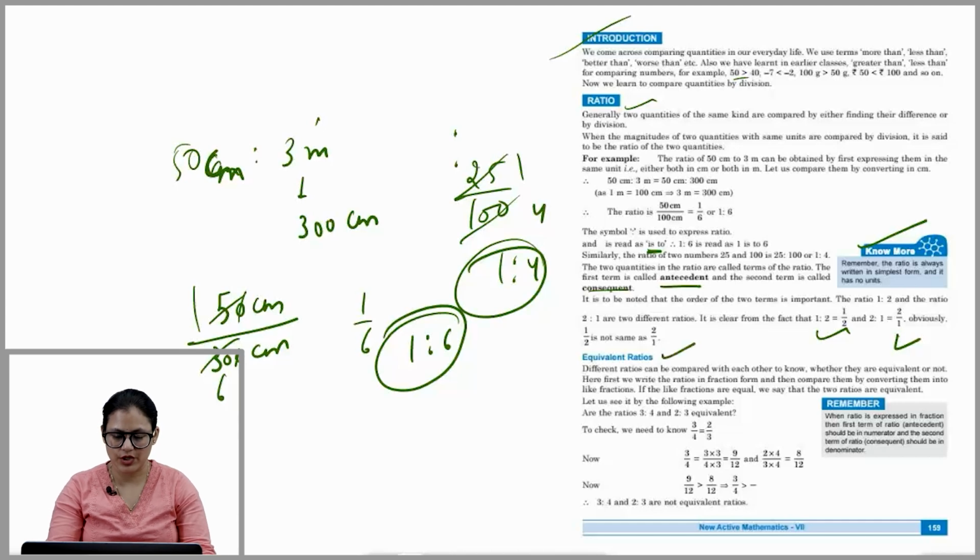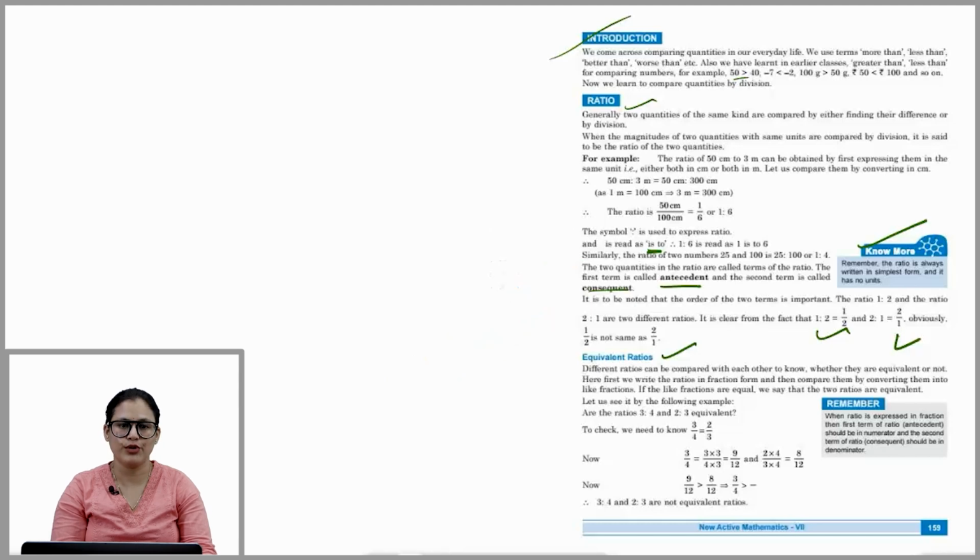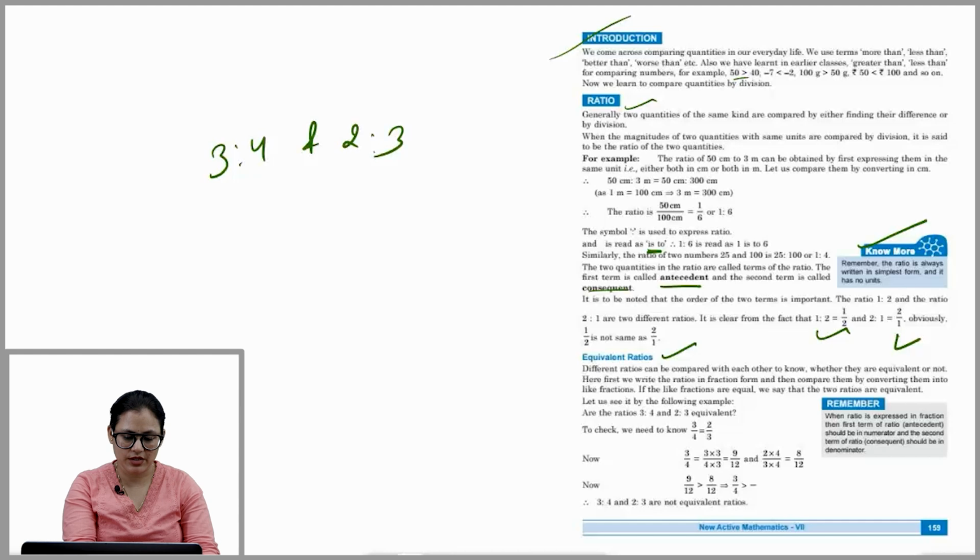Now, equivalent ratios. Different ratios can be compared with each other to know whether they are equivalent or not. Here, first we write the ratios in fraction form and then compare them by converting them into like fractions. If the like fractions are equal, we say that the two ratios are equivalent. Let us see it by the following example. Are the ratios 3:4 and 2:3 equivalent? Let's check whether these two ratios are equal or not. So we will write 3/4 and 2/3.